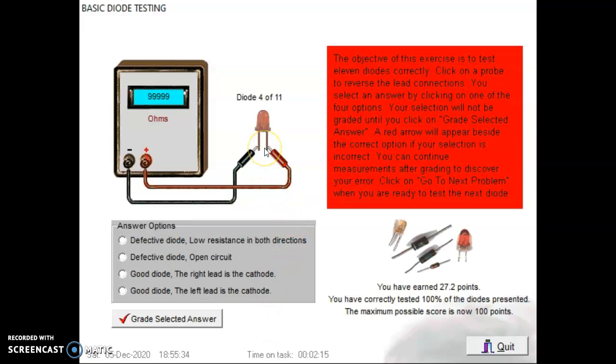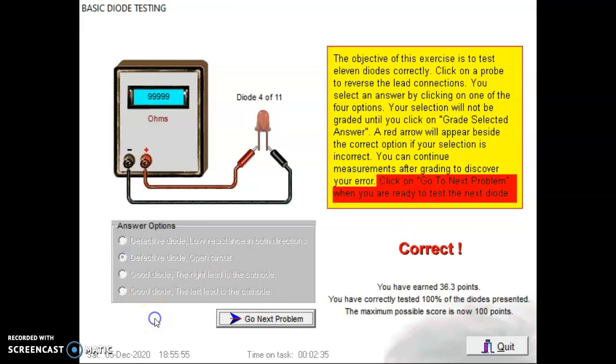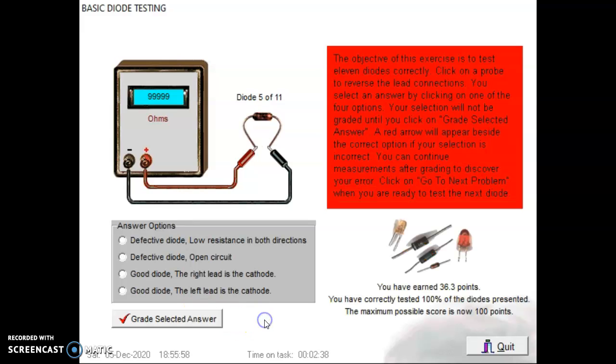Okay, this one, we're looking at an LED, a light emitting diode. It's going to behave exactly the same way. And in this case, it could be reverse bias, or let's switch our probes. Well, in this case, we have an open defective diode because we have no change in infinite resistance. So that is defective and open. I'm hoping to get a shorted one here in a minute, but it doesn't look like we got one here. So let's switch our probes. Okay, so the negative is on the left side. That means that's the cathode. So we have a good diode. Left lead is the cathode.